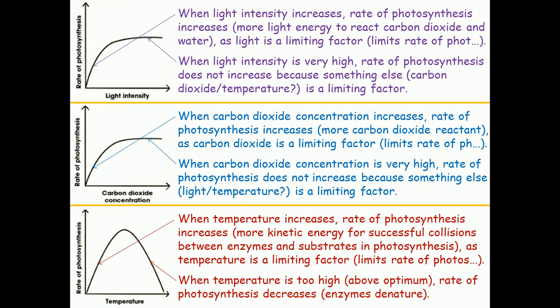And then for temperature, when you increase the temperature, the rate of photosynthesis also increases, because there's more kinetic energy for successful collisions between enzyme and substrates in photosynthesis. Therefore, temperature is the limiting factor, because it limits the rate of photosynthesis. However, at a very high temperature above the optimum, the rate of photosynthesis decreases, because those enzymes involved in photosynthesis denature.